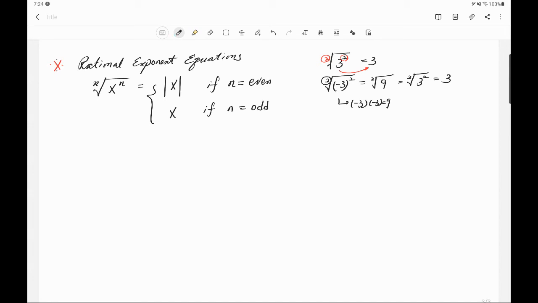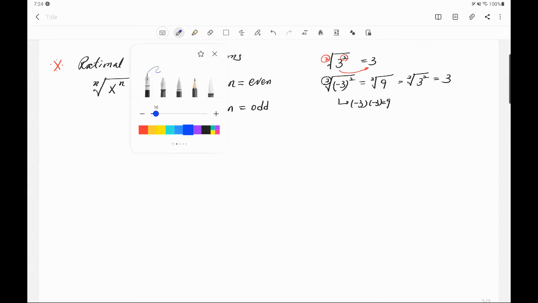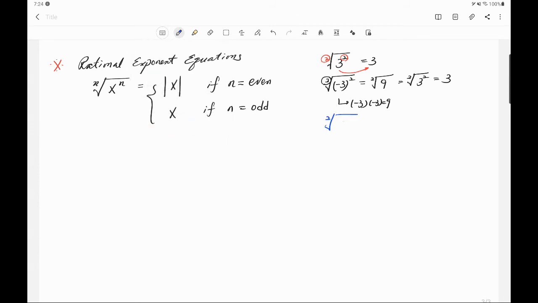Can you see it? So if inside the square root of something squared, then you can take this one out, but make it positive. So we put the absolute value symbol to make it positive, right? So if the index is even, the even number. Make sense?